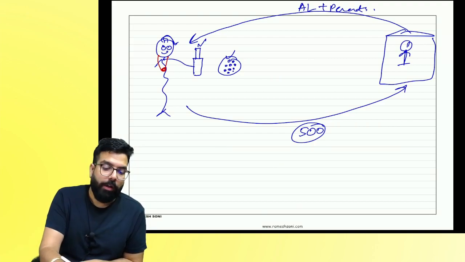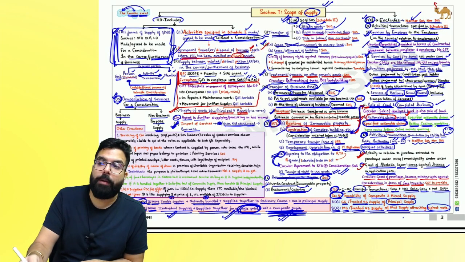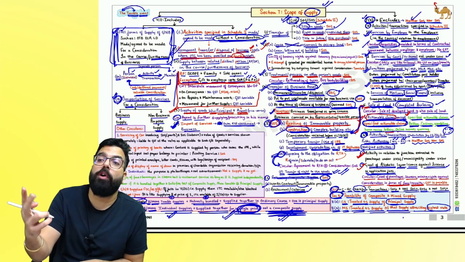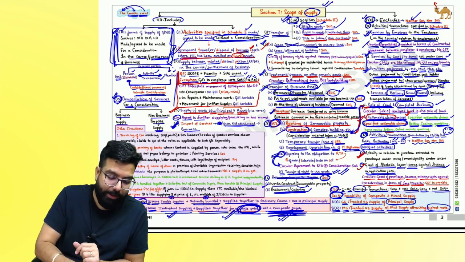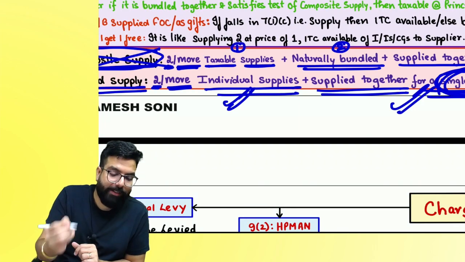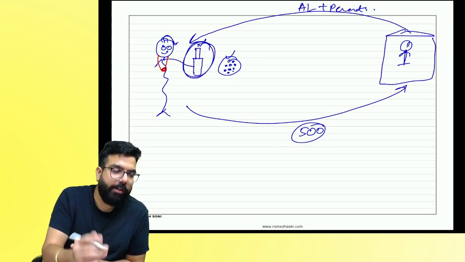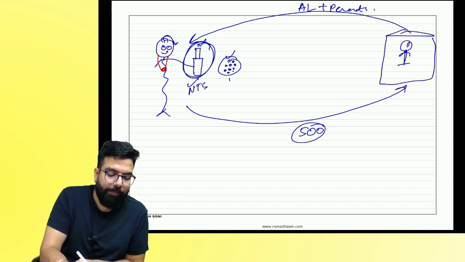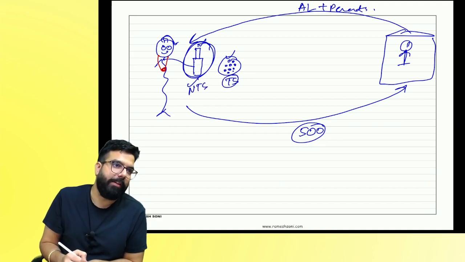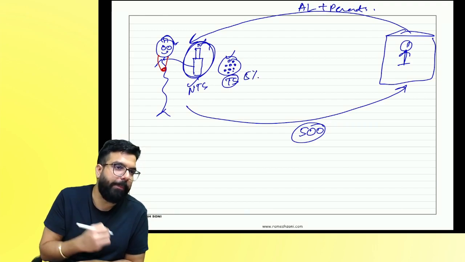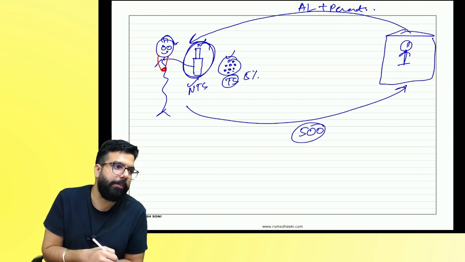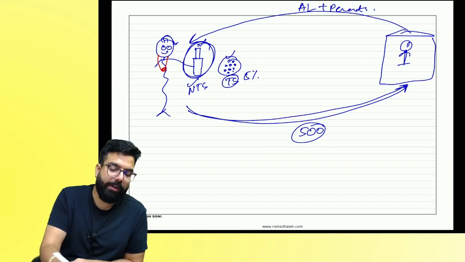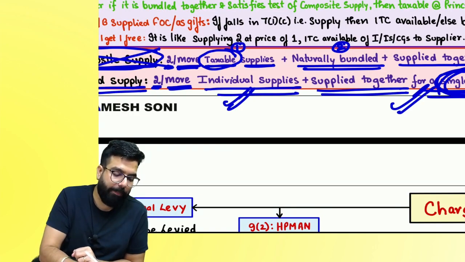Gone, everyone. It might be a natural bundle, but composite supply says two or more taxable supplies. This alcohol is not a taxable supply. So this is a non-taxable supply and this peanut is a taxable supply. The rate of GST on peanuts is 5%. Do you agree with me? And the shopkeeper charged him 500. My question is, is it a mixed supply?